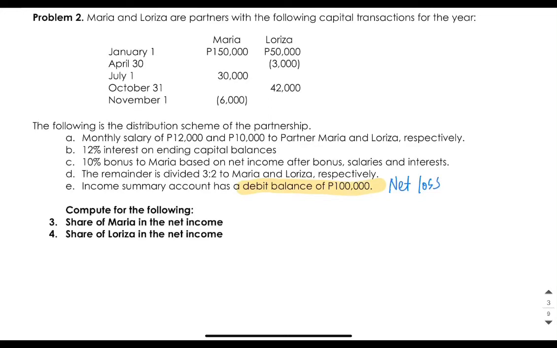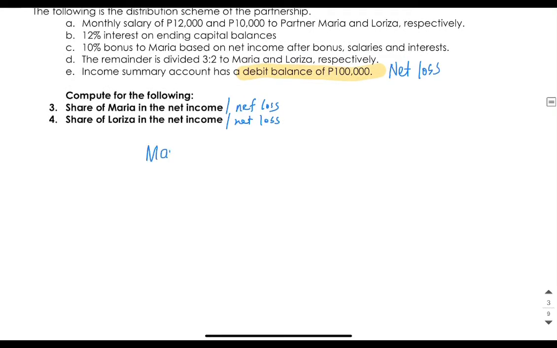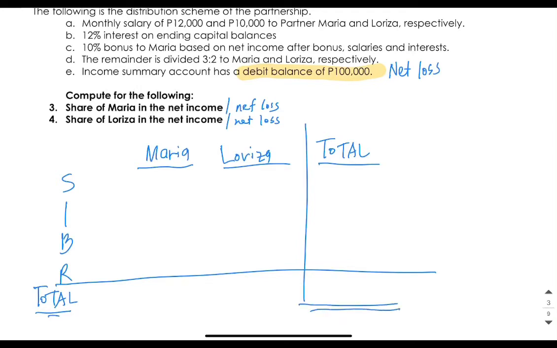Okay, compute for the following share of Maria and Loriza in the net income or net loss. The same procedure. So Maria and Loriza, total. Okay, so total again. Our total is negative 100,000. So it is a loss. Now let's start with salary.